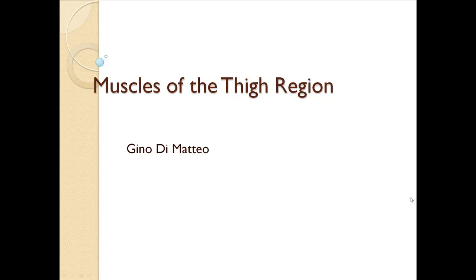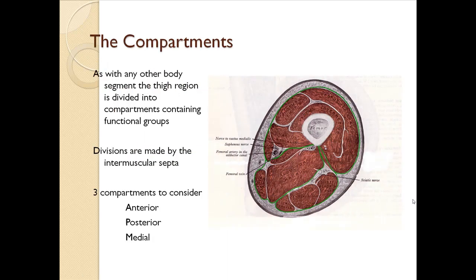Okay, now that we've completed the knee joint, we're going to move up to the muscles of the thigh region. Now in the thigh we have muscles that act on the knee joint, some that act on the hip, and some that act on both. As with any other segment of the body, the thigh is divided up into compartments, and each compartment contains its own functional group. This is a cross section.